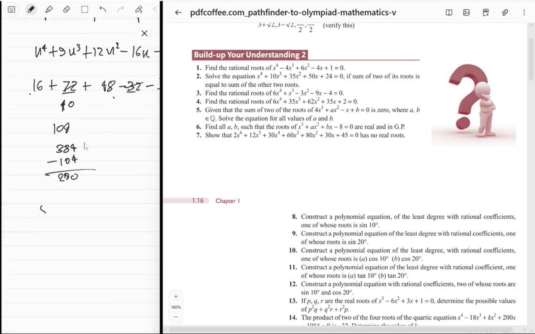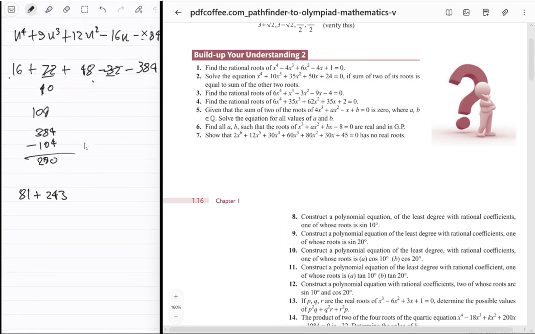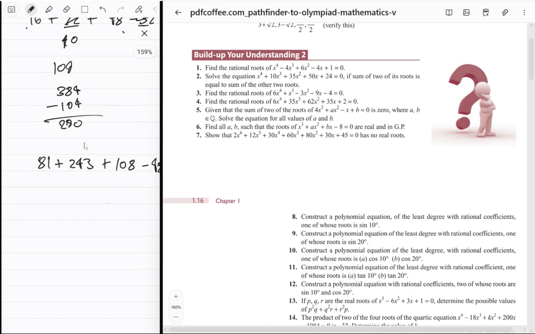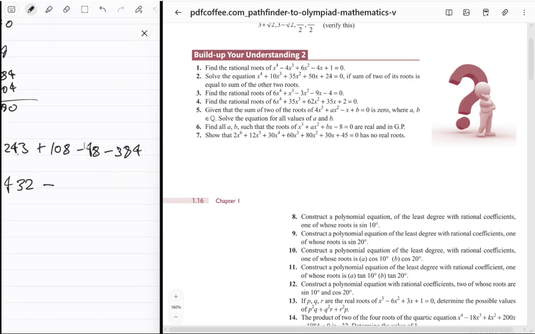So you get 3 power 4, which is just 81, plus 9 times 27, which is 243. Wait, something's wrong. No, 18 and 63. That's 243 for sure. Okay, plus 12 times what? 9. So it's 108. Minus 16 times 3, which is minus 48, and then minus 384. Is this small? So combine these out. 81 plus 243 is 324, plus 108 is 432. So 432 minus, what is this going to be? 48 plus 384 is 432.